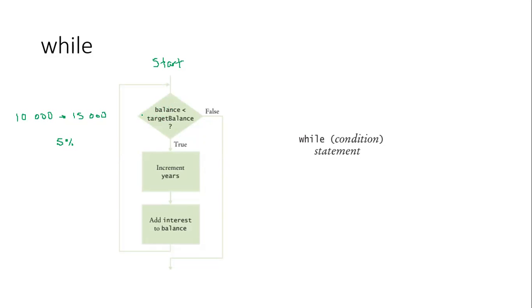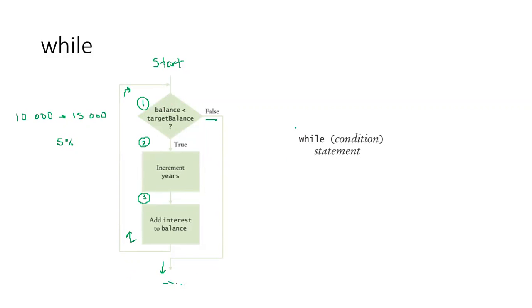So we check if the balance is smaller than the target balance. If it's true, we need to know that a year needs to transpire until we get to the target date. So we add interest to the balance, and then we go back all the way up to here. We're going to repeat that a number of times, up to the point where this condition is false, that is, we reach the goal, and then we continue our process to whatever we want to do around here.